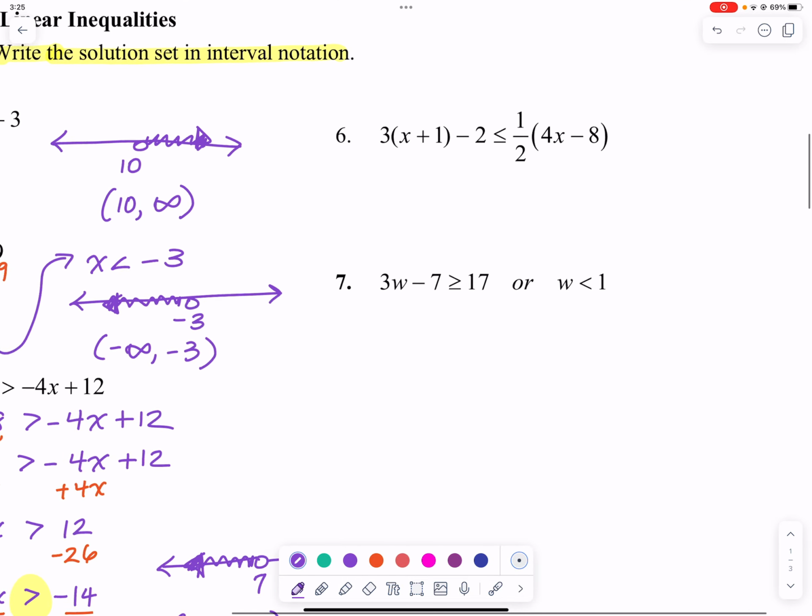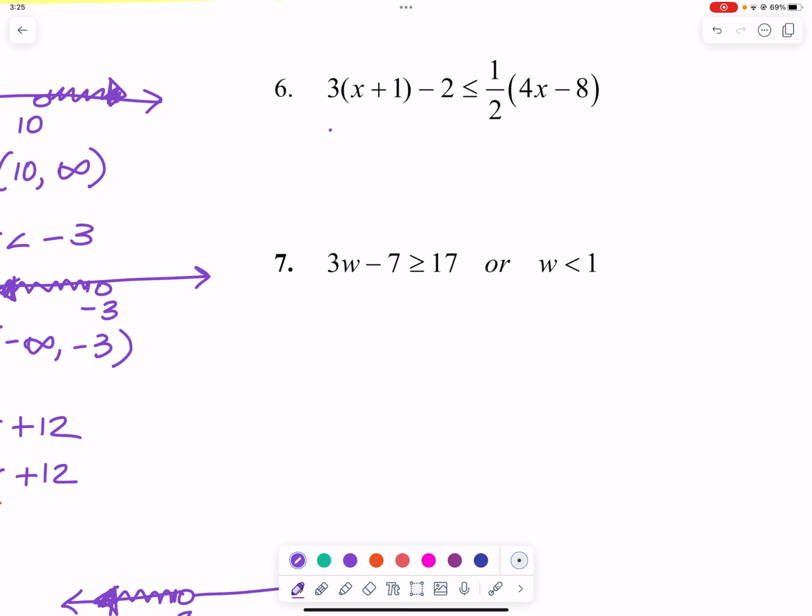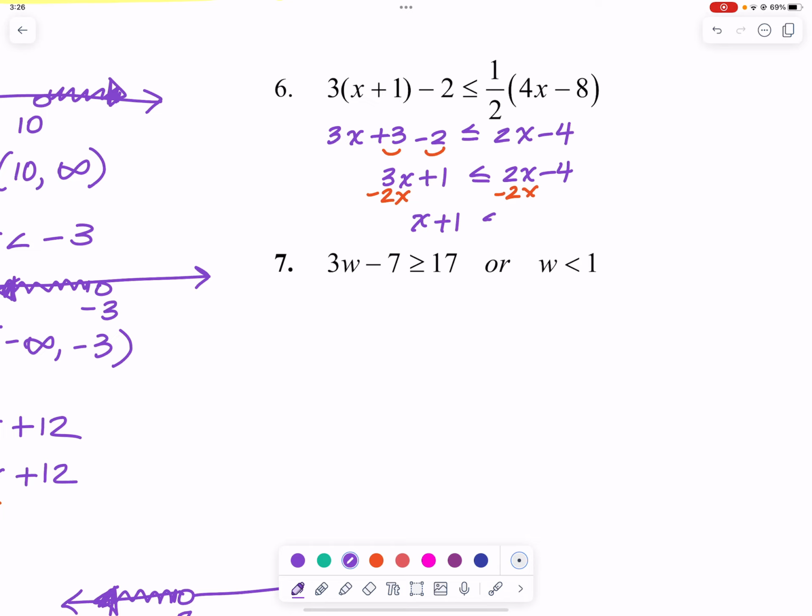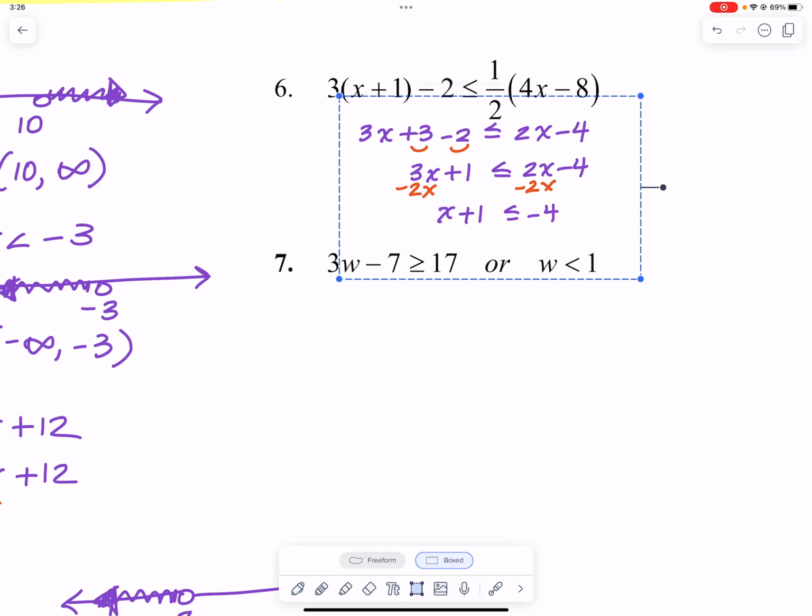Taking a look at number 6, we have to distribute the 3, distribute the half. And now let's combine like terms. Here we have a 3 minus a 2. So we have 3x plus 1 is less than or equal to 2x minus 4. We'll go ahead and subtract 2x from both sides. And we have x plus 1 is less than or equal to negative 4.